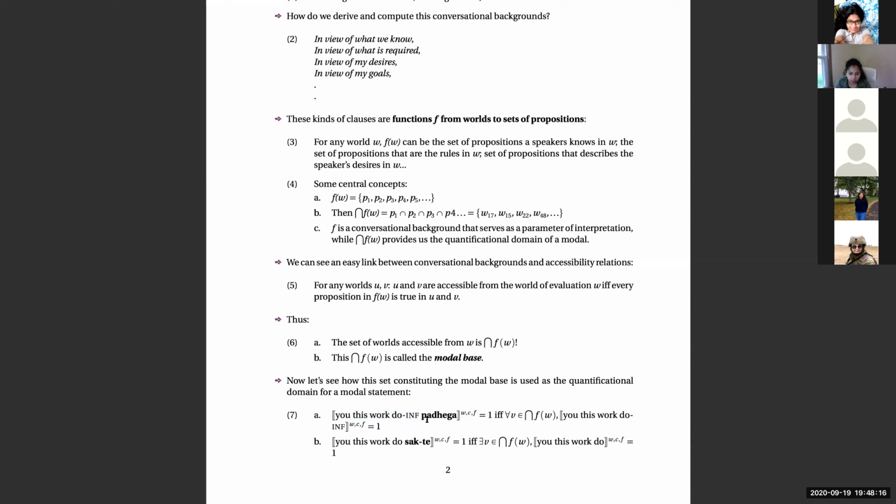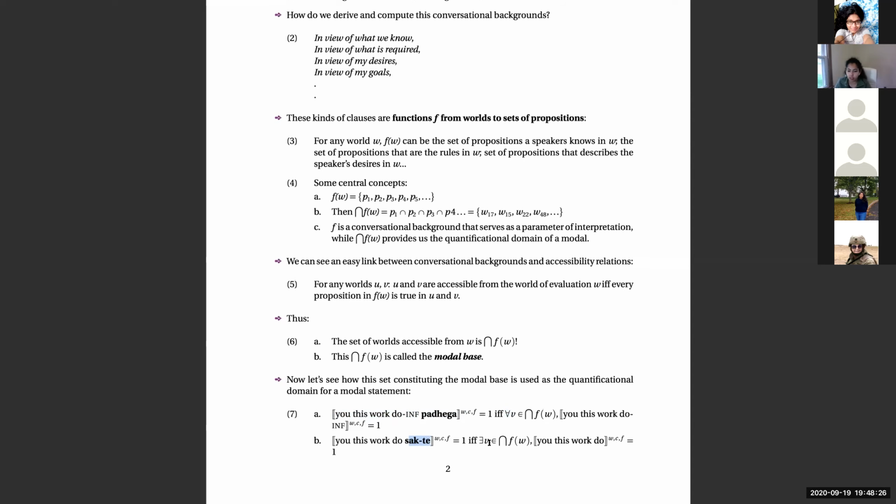Okay, so for things like padega, you have universal quantification, and then you do things like the other modals that we looked at. For example, sakta. Then you have one. You at least have one world in the modal base where you do the work. Okay. So this is your.